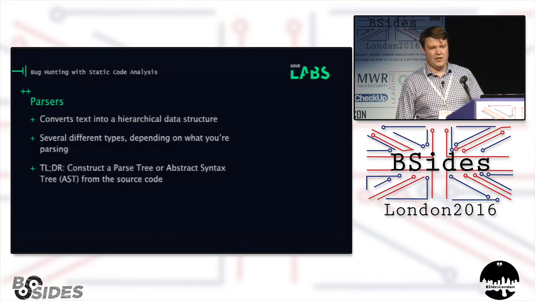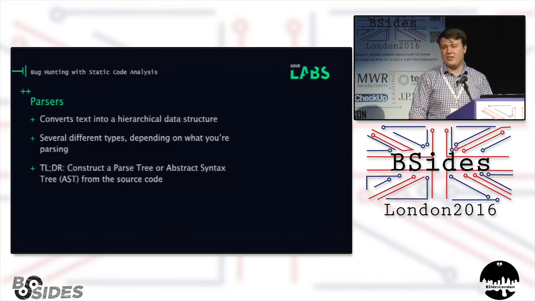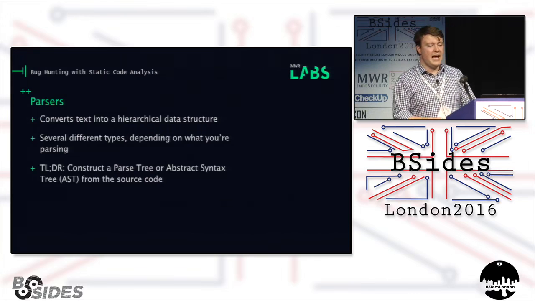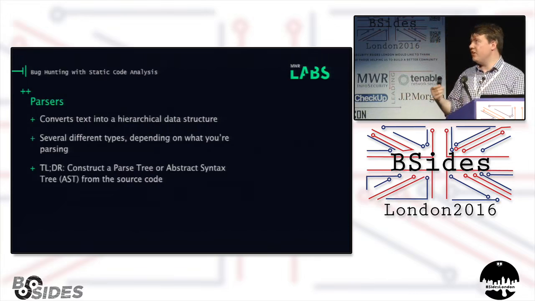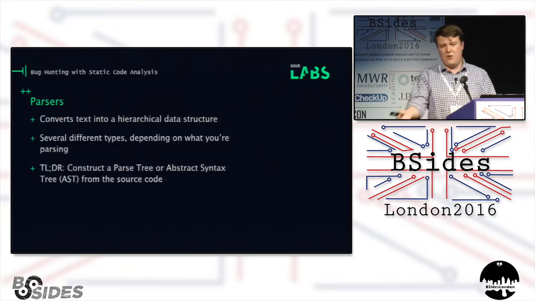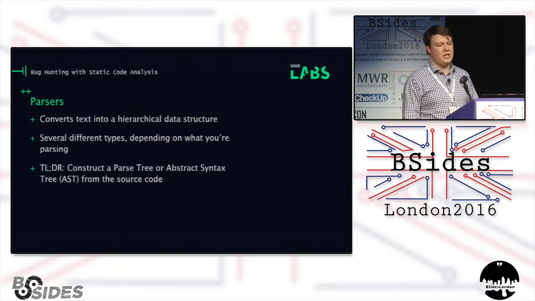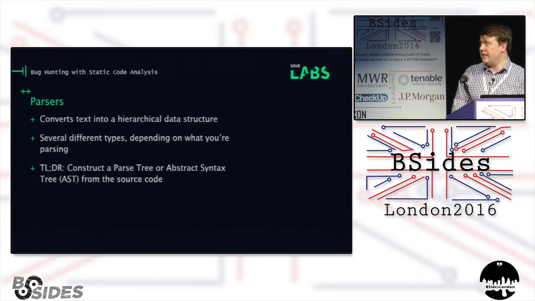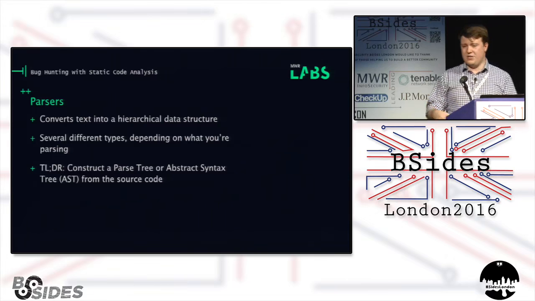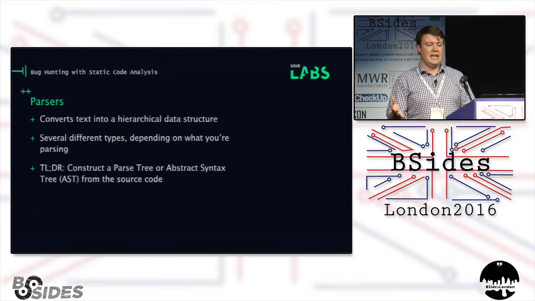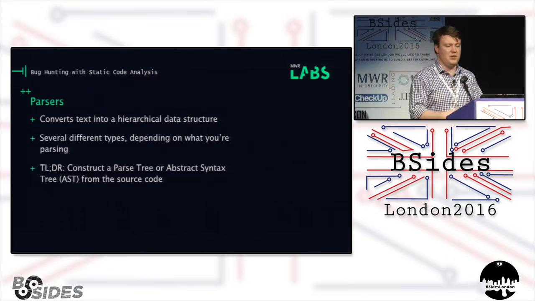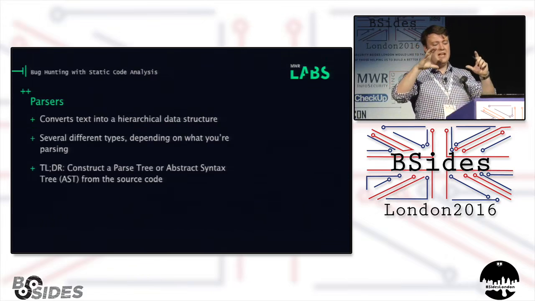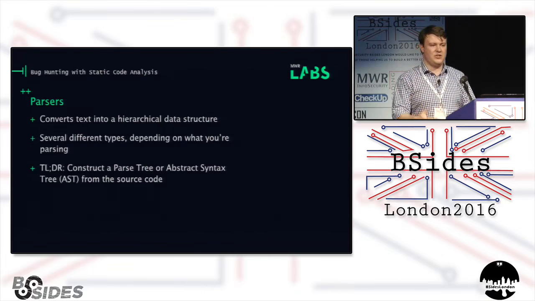So, how does this then apply to a parser? Parsers are generally implementations of push-down automata in some form or another. And you convert text in the form of human-readable source code into some kind of hierarchical data structure, usually either a parse tree or an abstract syntax tree. The basic difference there is a parse tree contains every single token, so you'll include brackets and so on and so forth, whereas an abstract syntax tree purely holds on to the information that is important to actually build the program.